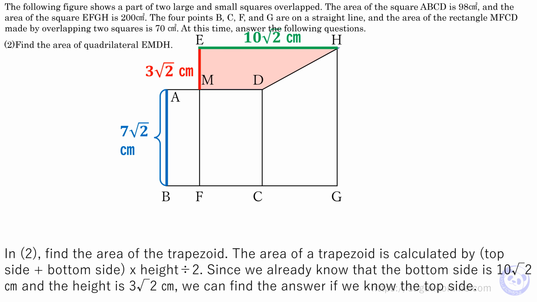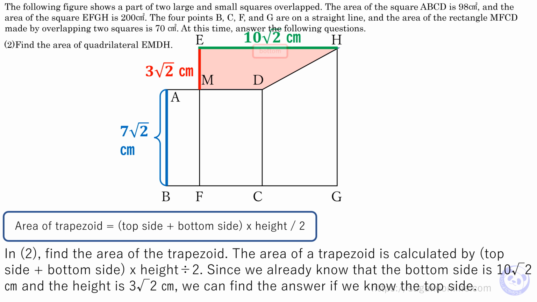In 2, find the area of the trapezoid. The area of a trapezoid is calculated by (top side plus bottom side) times height divided by 2. Since we already know that the bottom side is 10 square root 2 centimeters and the height is 3 square root 2 centimeters, we can find the answer if we know the top side.